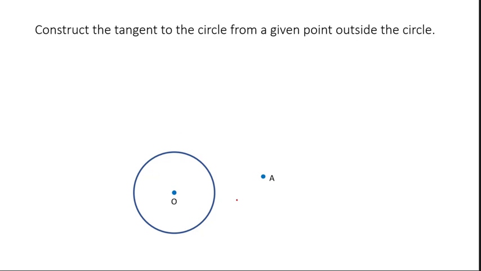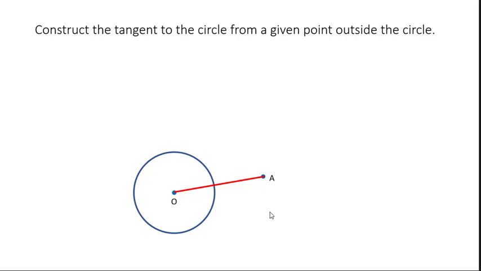Now the second construction we have is to construct a tangent to the circle from this point A. This point is outside the circle, and we're trying to create a tangent line. Actually, we're going to have two tangent lines: one on the top, something like this, and one going to the bottom, like this. So the question is, how do we create that using only a compass and a straight edge?